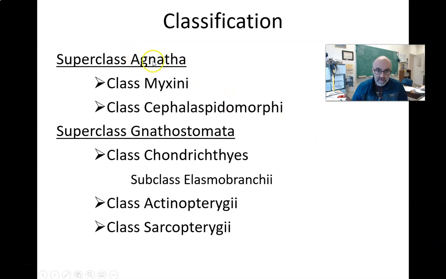jawless fishes. Agnatha means jawless. Gnathostome, so the superclass Gnathostomata. So around their mouth they have jaws. So we're going to mostly talk about these jawless fishes today, and then the origin of the jaws. Next time we'll talk about these groups of jawed fishes.